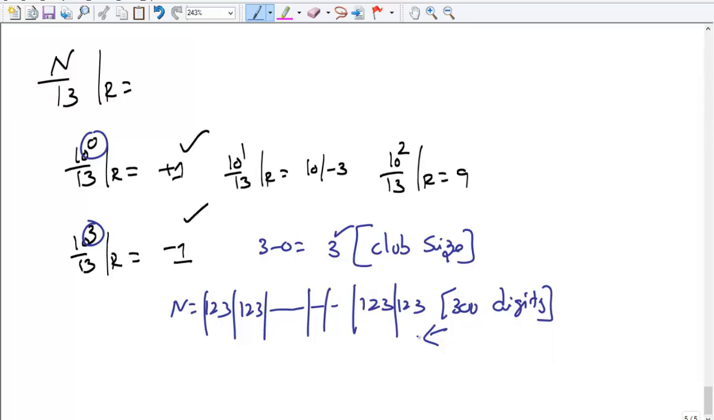Starting from the unit club we will get plus signs for alternate clubs, and for the remaining alternate clubs we will get minus signs. So since there are 100 clubs, 50 clubs will get plus sign and the other 50 will get minus sign. As a result, the sum of one alternate set and the sum of the other alternate set is the same. So the remainder is going to be 0 by 13. That's it. Very easy. Let's start the final one, n divided by 37, and we need to find the remainder.